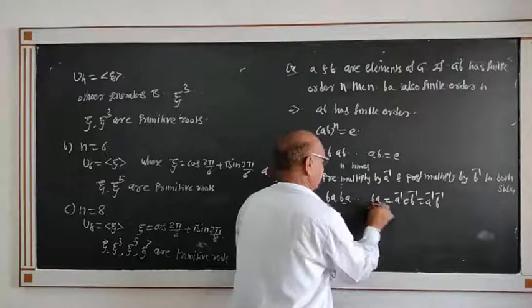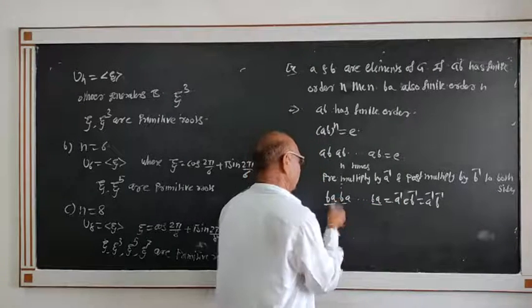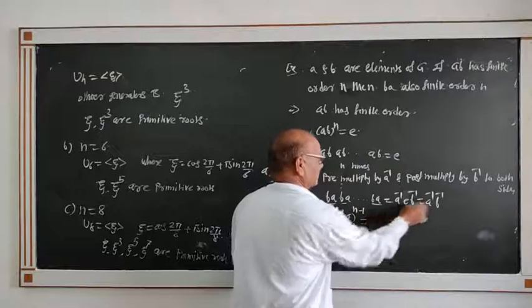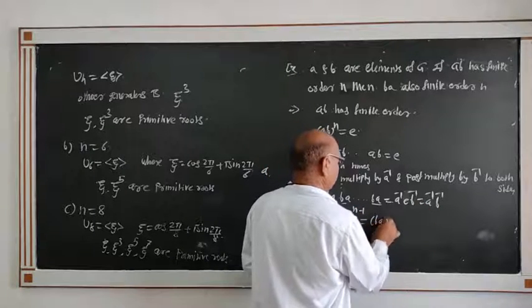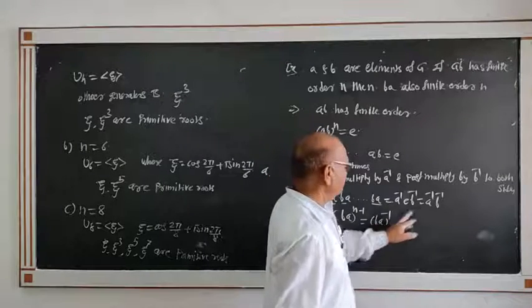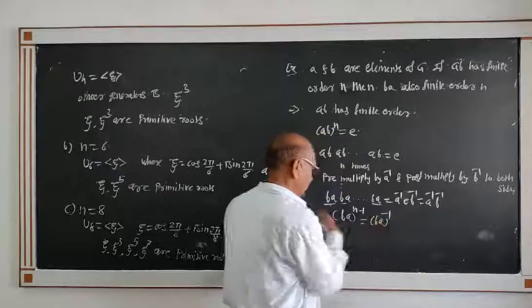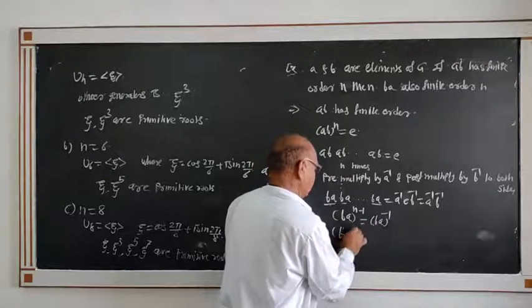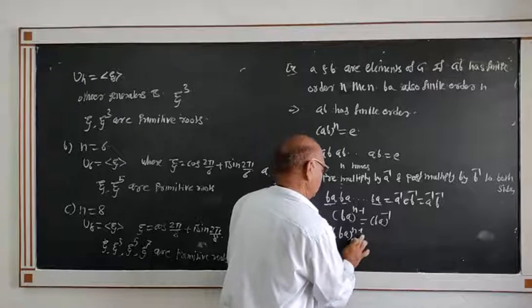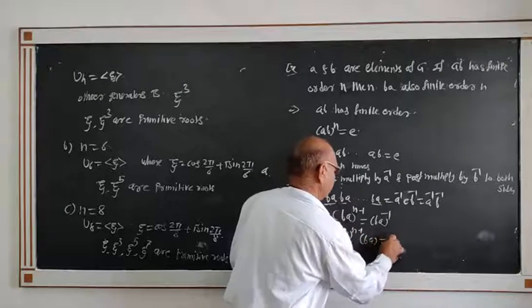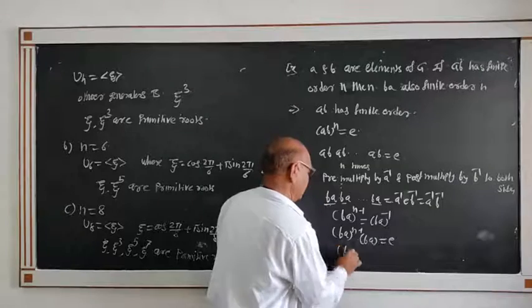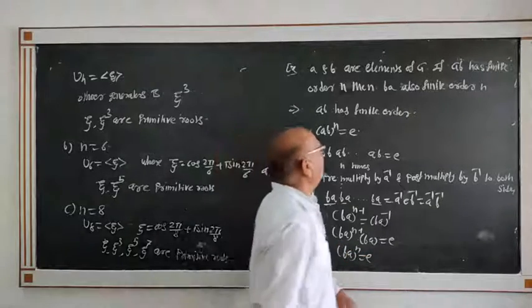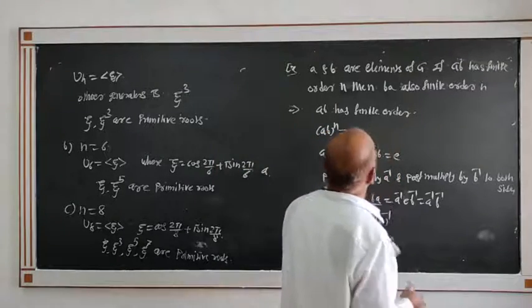Here BA taken N minus 1 times, BA raised to N minus 1, is the inverse of BA, that is A inverse B inverse. If we multiply BA raised to N minus 1 into BA, we get identity. So BA raised to N is equal to identity, that means BA also has finite order.